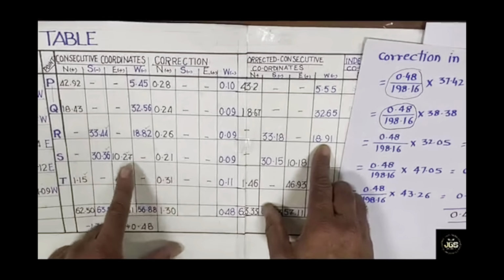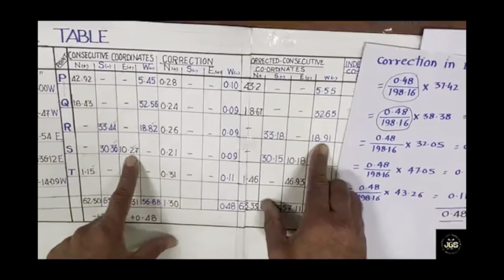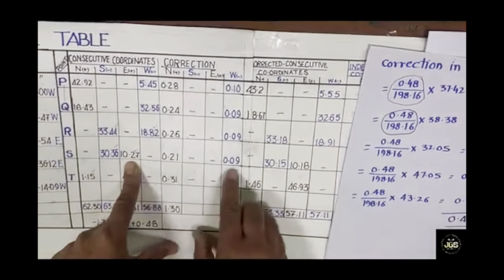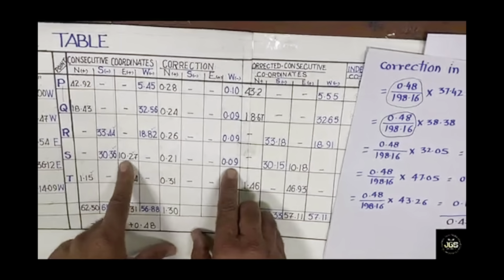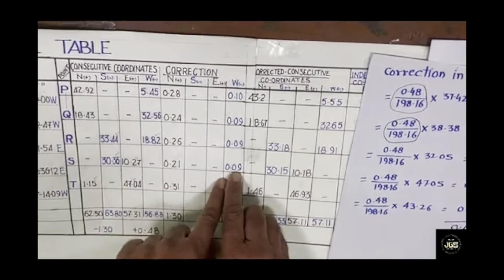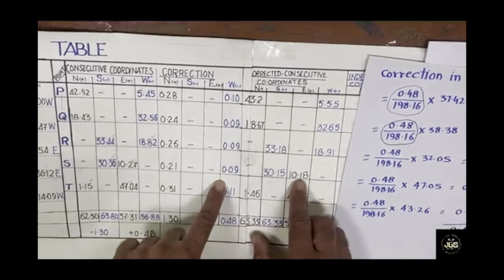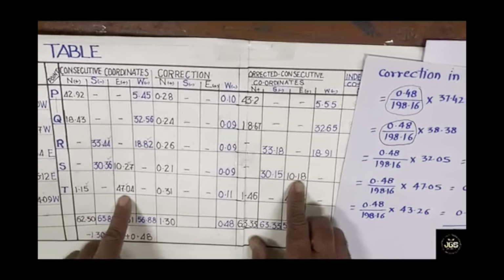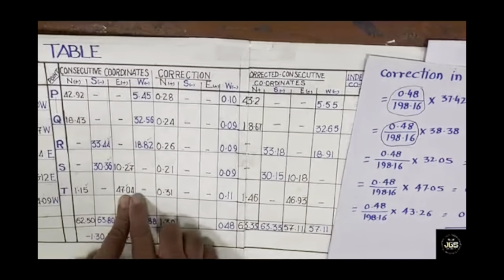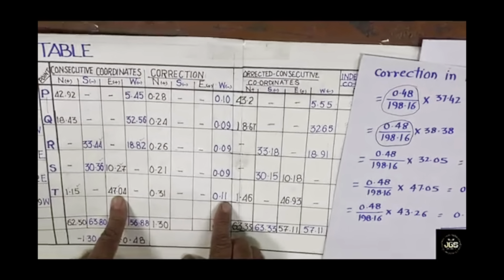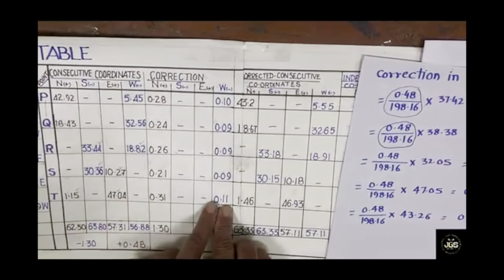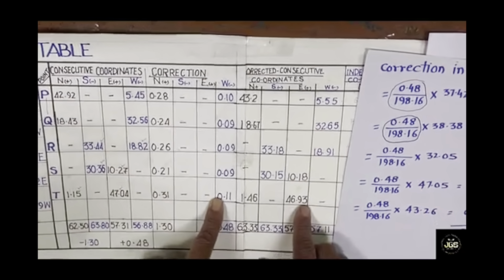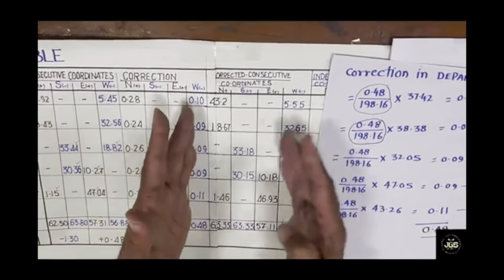Now you can see over here, this is east, for S the coordinates are in the east column, this is positive 10.27, the correction is minus, so 10.27 minus 0.09, this comes in the same east column, 10.18. Similarly here for our last point T, 47.04, it is east, positive, the correction is negative, 0.11, so take the difference of this, this comes in the same column, east, 46.93. So these are the corrected coordinates after applying the correction.